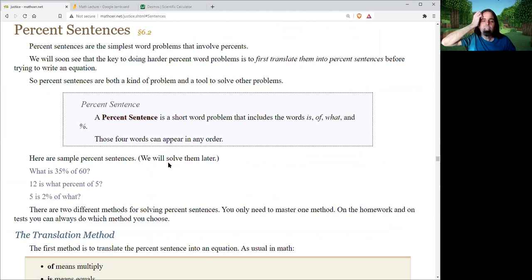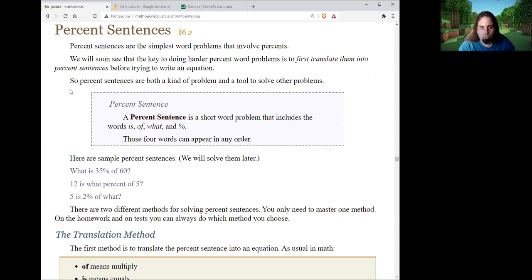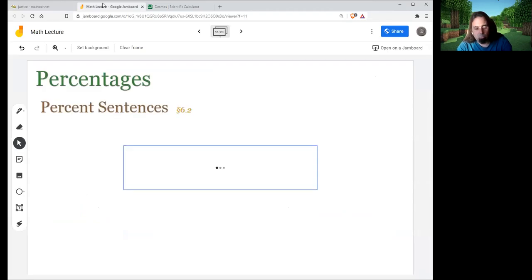So a percent sentence is the simplest kind of word problem that involves percents. And we'll also see that if I give you a hard word problem, you want to first translate it into a percent sentence. So it's a tool to use for hard things, as well as its own kind of small thing. And I'm going to make it smaller so it fits on the Jamboard nice, and stick it on the Jamboard.